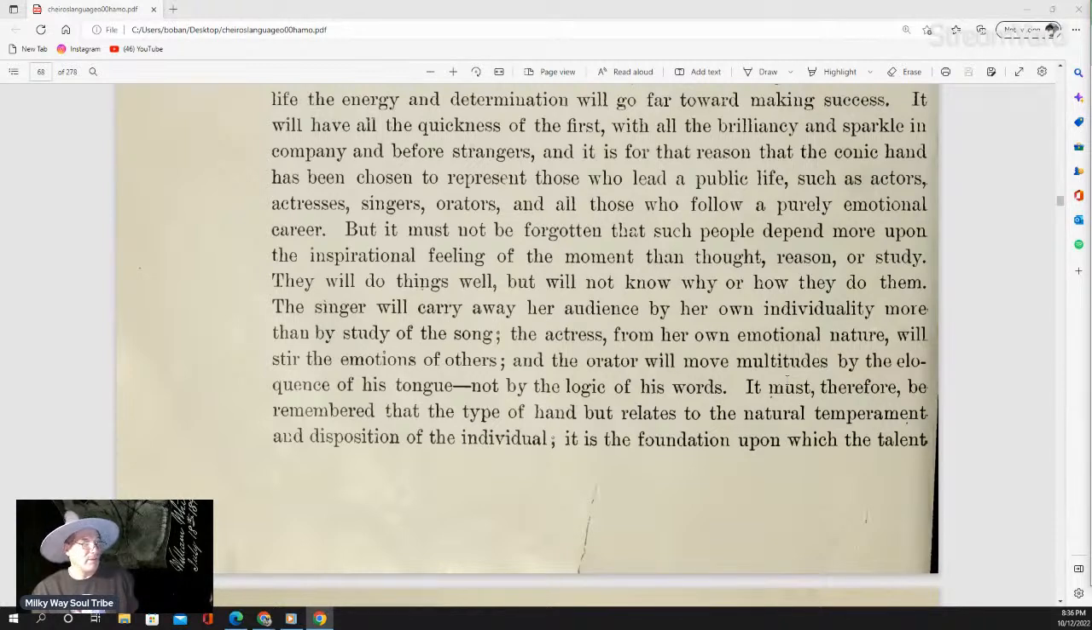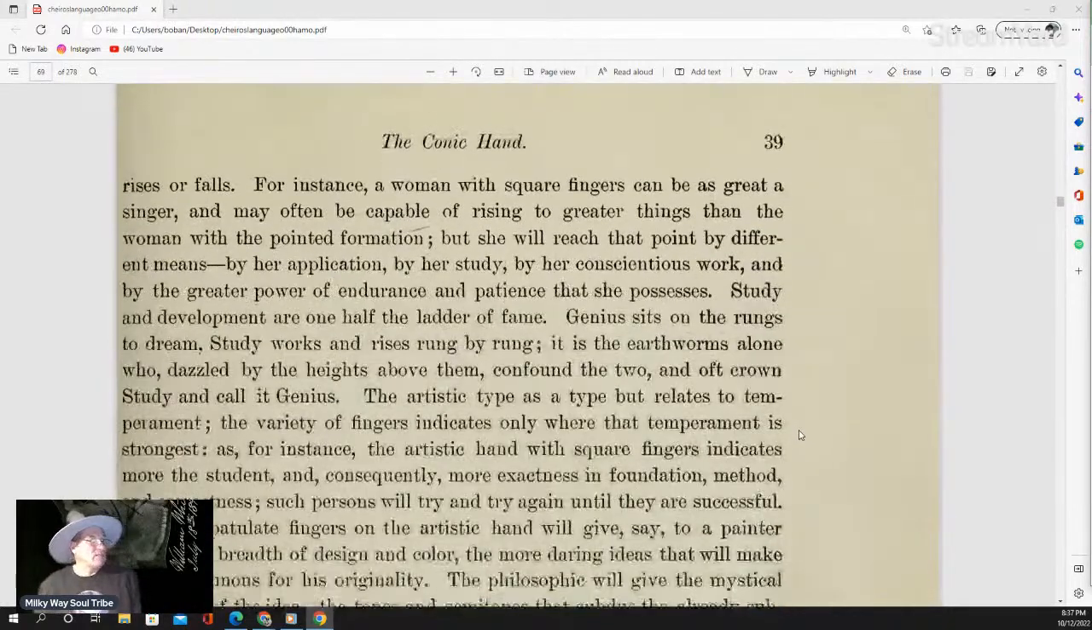It must therefore be remembered that the type of hand but relates to the nature, temperament, and disposition of that individual. It is the foundation upon which the talent rises or falls. For instance, a woman with square fingers can get as great as a singer and may often be capable of rising to greater things than the woman with a pointed formation, but she will reach that point by different means: by her application, by her study, by her conscientious work, and by the great power of endurance and patience that she possesses. Study and development are one half of the ladder of fame.